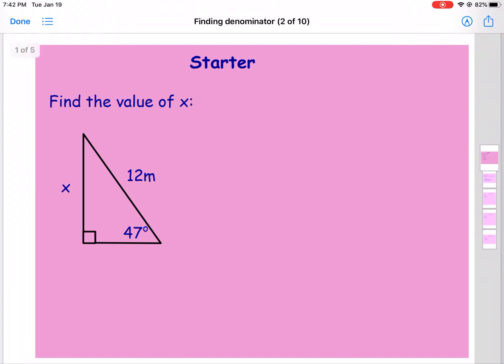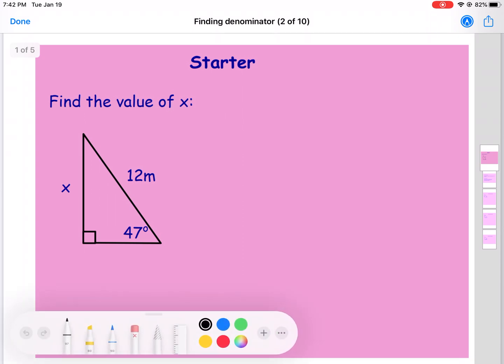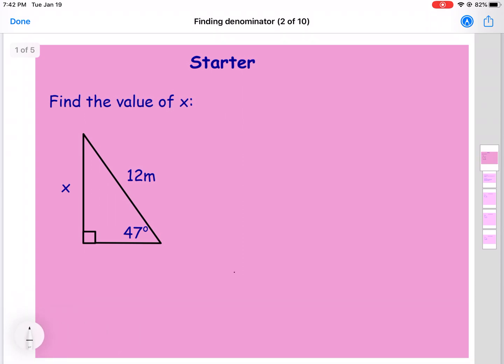Hi everyone, so this is a video lesson on how to find the denominator using SOHCAHTOA. Okay, the first question here is a starter based on finding a side, so please complete that first and then come back on to see the starter solution.